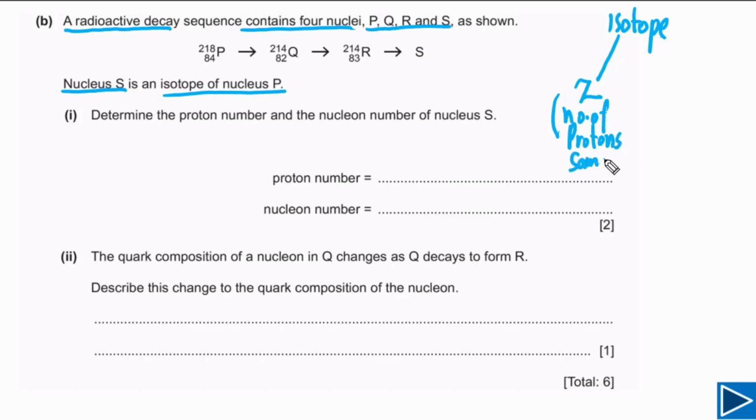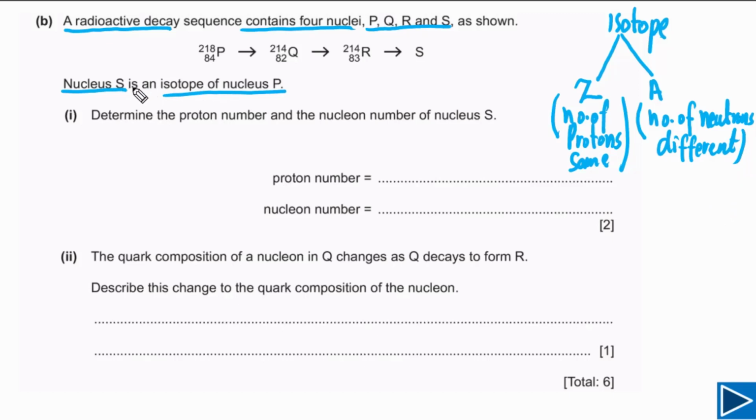Isotopes, they have the same number of protons, or they have the same atomic number. But isotopes, they have different mass number. Different mass number simply means that they have different number of neutrons because they have the same number of protons. So the number of neutrons, they are different. And they're atoms of the same element because they have the same atomic number. So number of neutrons are different. So this is one thing we need to understand, what is isotope.